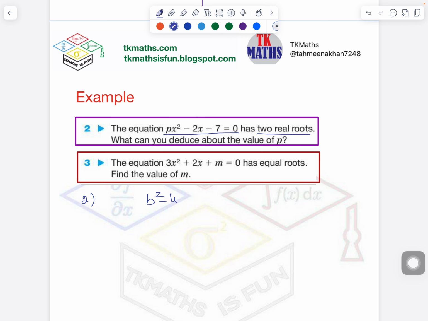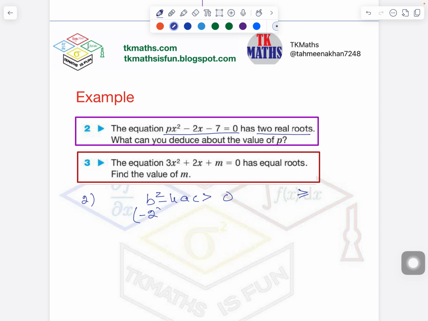B square minus 4ac. By the way, when it is said 2 real roots, it means greater than or equal to. If the word is only real, sorry, I have written it the other way around. It is greater than right now. If it is only real root, then you will write greater than or equal to, because only real means it could be 2 or it could be one answer. So that's why when only the word real is there, we write greater than or equal to. Right now it is telling you 2 real roots, so I will only write greater than 0.